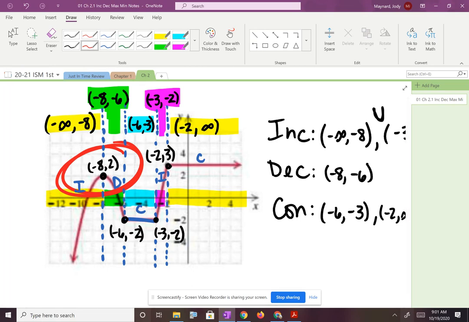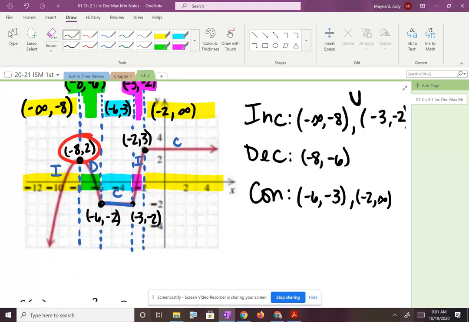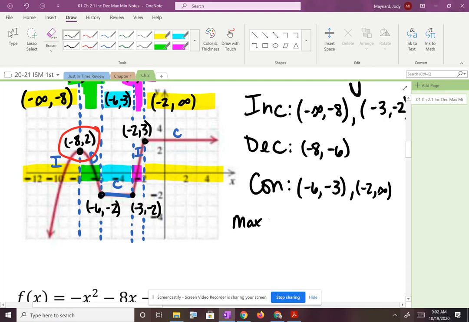But this is a maximum right here, this little red one that I have circled, negative 8, comma 2. Now, that is a relative maximum, because it is higher than all the points around it. If I draw a circle around all of its friends right around it, it's higher than all the points around it. So we have a maximum at the ordered pair negative 8, comma 2. Now, here's the problem. MyMathLab won't ask you to write it like that. It asks you to write it very strangely. So I'm going to show you this.